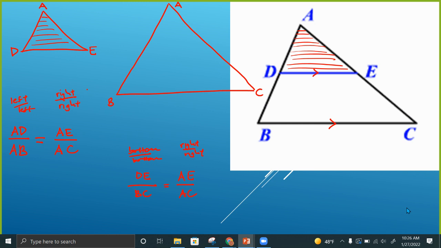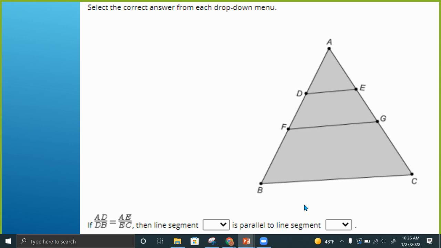All right, it's 10:25. I've got some of the questions from the mastery test ready to go here. This is for the third mastery test called Similarity, Proportions, and Triangle.